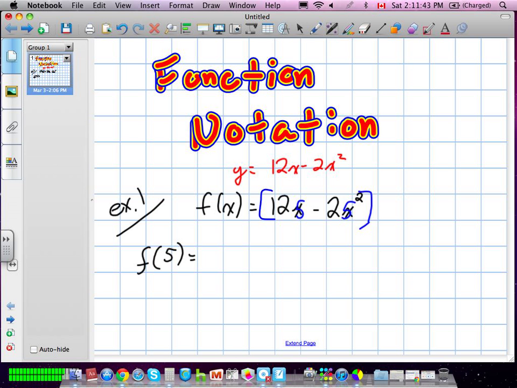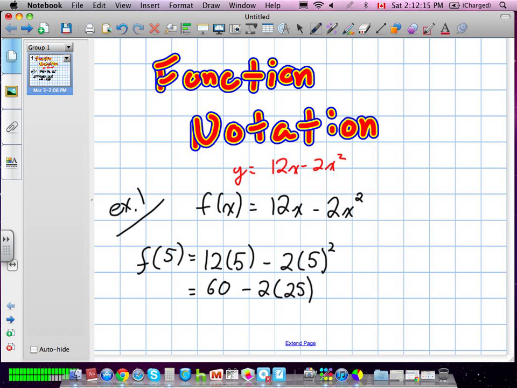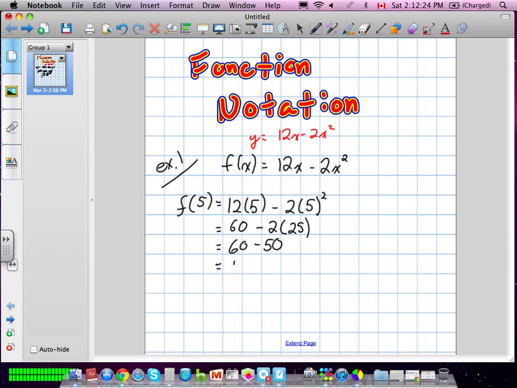So in other words, what I do is I take the equation, and I take 12 times, instead of x, we replace it with the number 5, minus 2, and instead of x again, we replace it with 5 squared. 12 times 5, do you know? 60. Yep, that's right. Subtract 2 times 5 squared. 5 times 5 is 25, yeah. And then 2 times 25, we get 50. And then we get 10. So what this means is f at 5 is equal to 10.